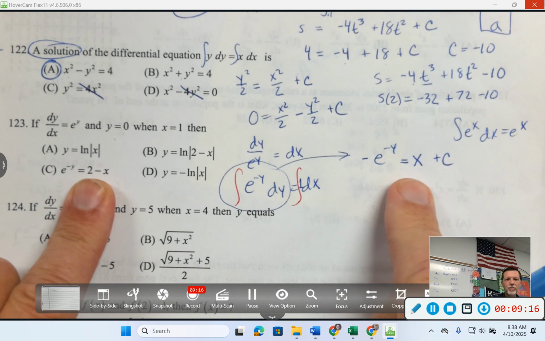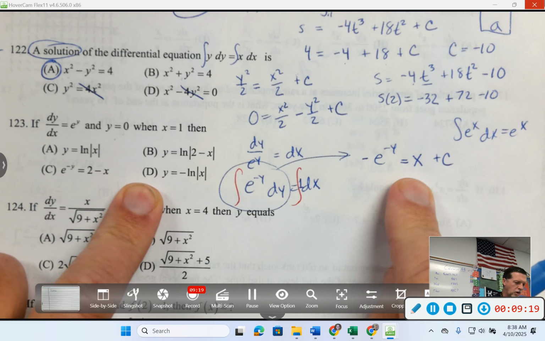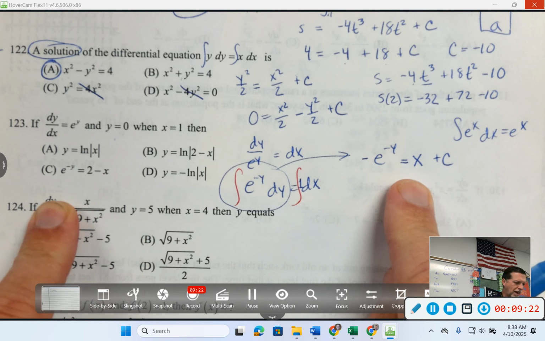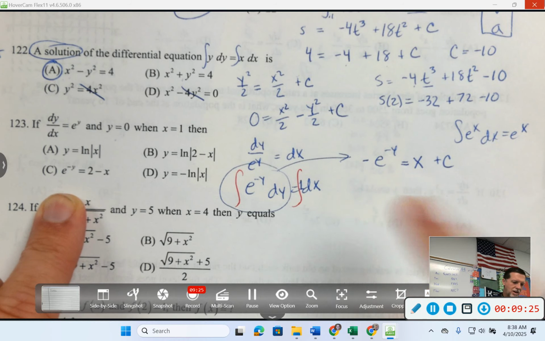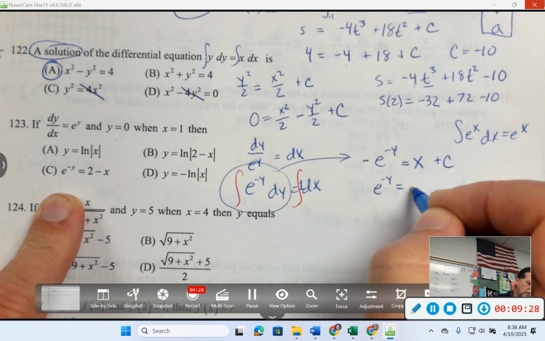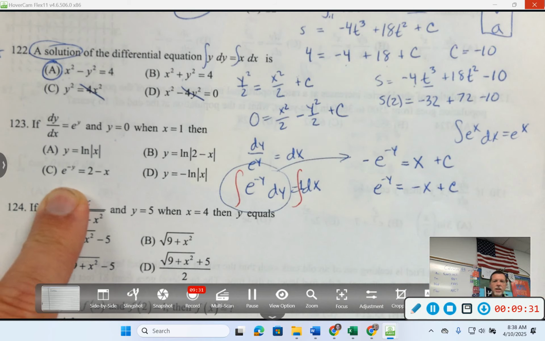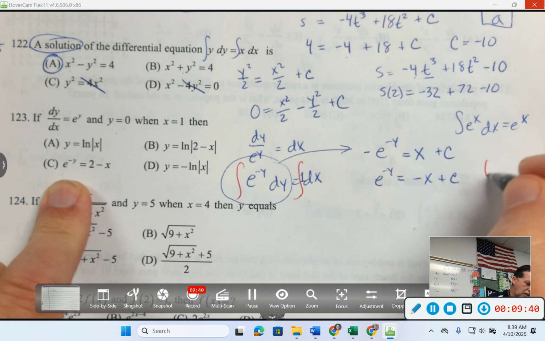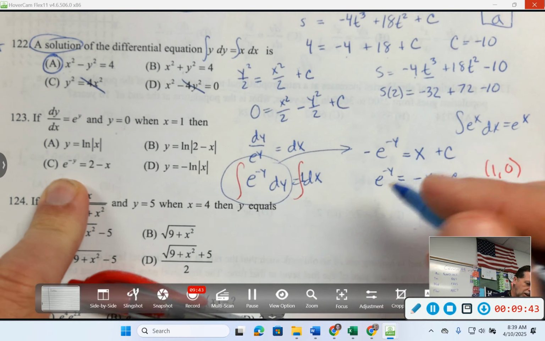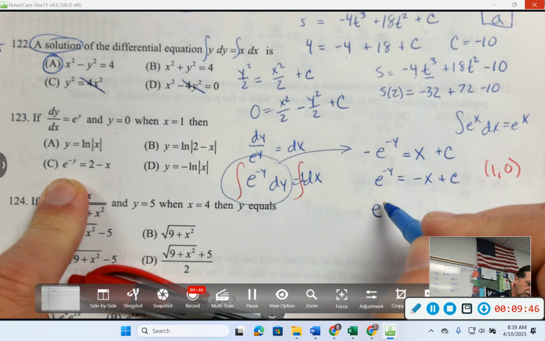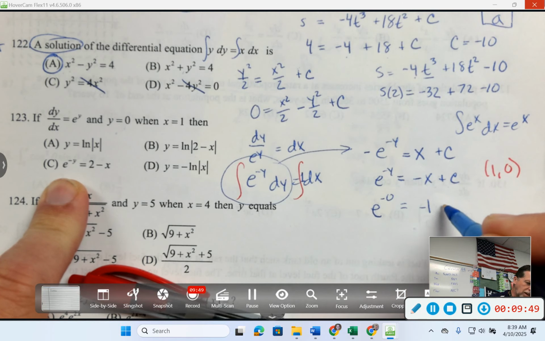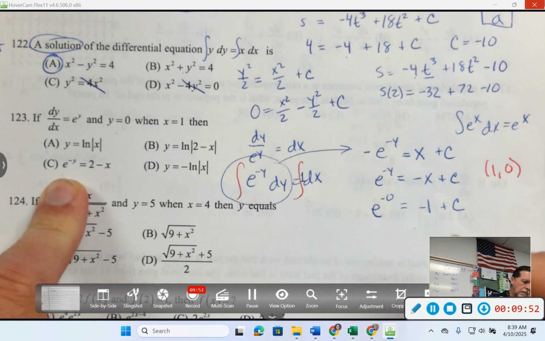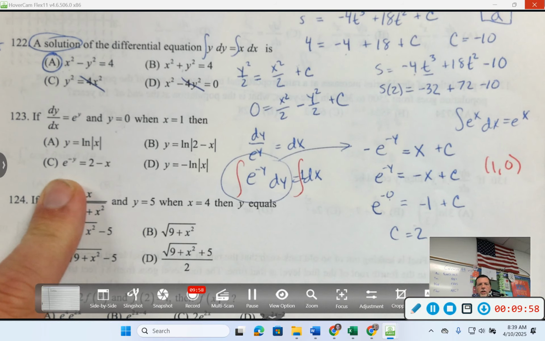Okay, so that's the first round of my answers, but they've solved for y. Or have they? Good answer choice C. They didn't solve for y there. E to the negative y equals negative x plus c. Oh man, it would sure be nice if c worked. Like it's in the right format. I just got to figure out if I plug in 1, 0, will that work? E to the 0 equals negative 1 plus c. E to the 0 is 1, so c would be 2.